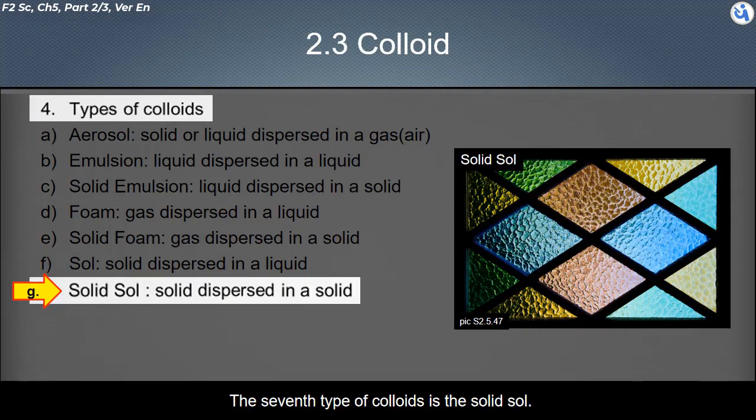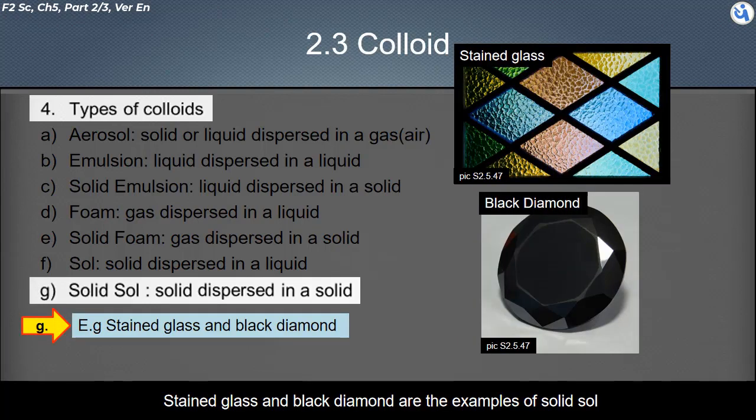The seventh type of colloids is the solid sol. Solid sol is a mixture of a solid dispersed evenly in a solid. Stained glass and black diamond are the examples of solid sol.